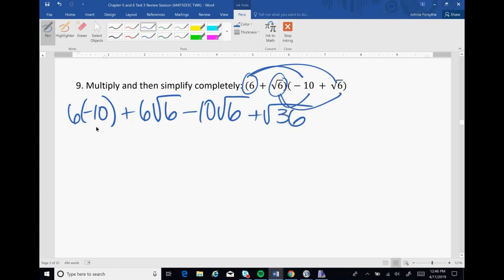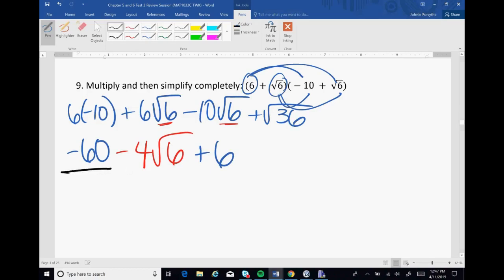So 6 times negative 10 is negative 60. We have like radicals here. So 6 minus 10 is negative 4. And then we still are going to keep that square root of 6. And then the square root of 36 equals 6. So now we have like terms here, negative 60 plus 6. So negative 60 plus 6 is going to give me negative 54.